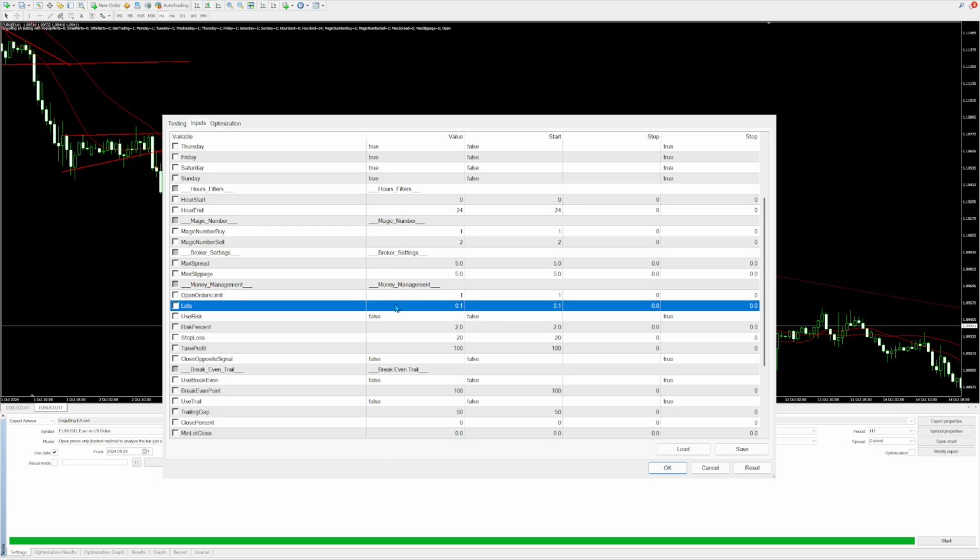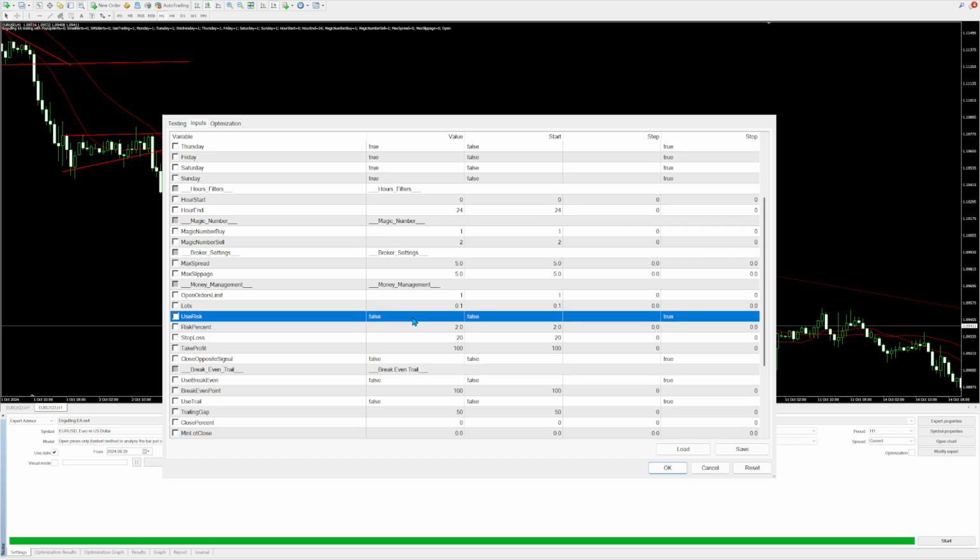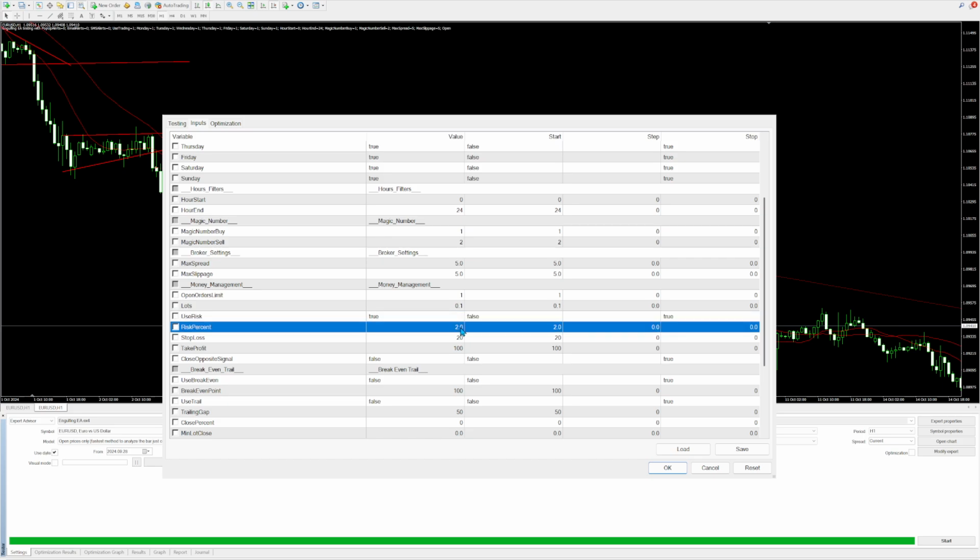Lot size. This is the position size that the EA will use if you have use trading set to true. Keep in mind that the EA will use this lot size if you have user is set to false. If you have user is set to true, it will calculate the lot size for you using the risk percent that you have set here in the risk percent field. There are instructions included with this free EA that explain everything in more detail.